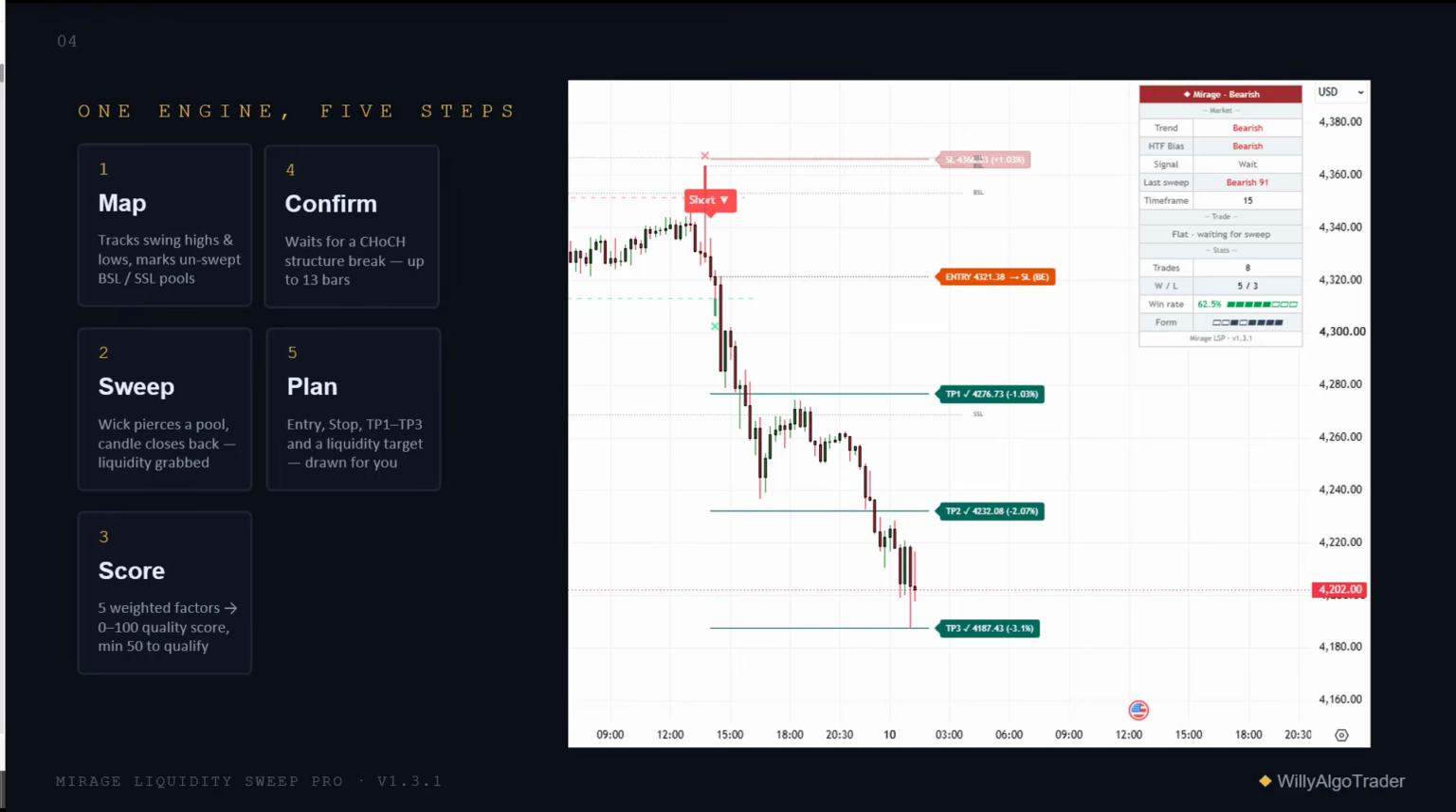So here's what it does. Mirage remembers your swing highs and lows and tags them as resting liquidity. It watches for the moment one of those levels gets pierced and then reclaimed on the close. Not just touched, reclaimed. It scores how clean that grab was, 0 to 100. Optionally, it waits for price to confirm by breaking structure, and then it builds the whole trade. Entry, a stop anchored to the actual sweep wick, 3 take profits, automatic break even, and a projected liquidity target showing where the move is really drawn.